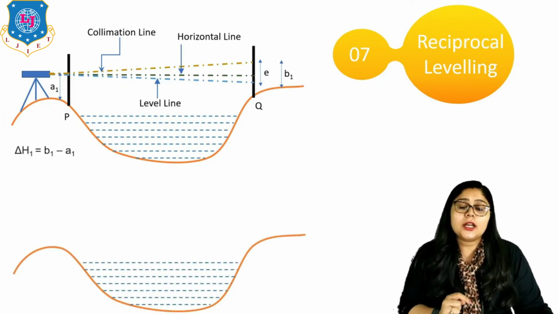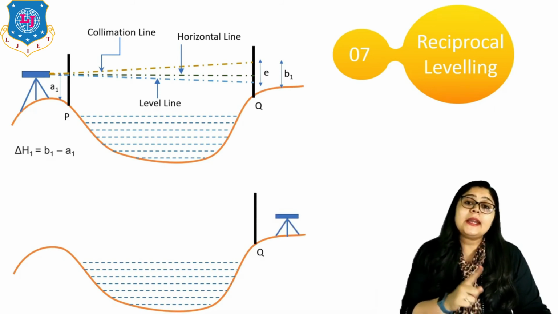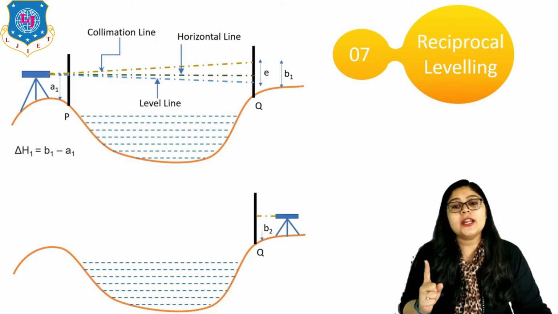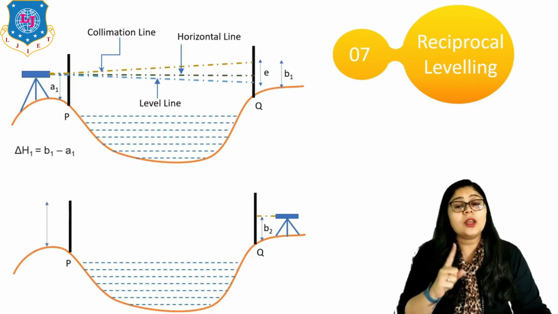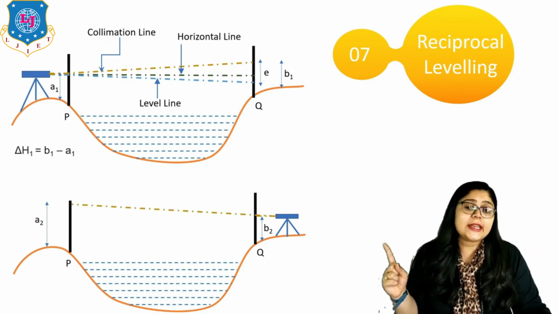For the second setup, here you can see for station Q, what I do is arrange my level, my dumpy level, nearby station Q. And I am repeating the whole process. It means here I am taking the first reading which is known as B2. Likewise, at station P, I am taking the reading which is known as A1.